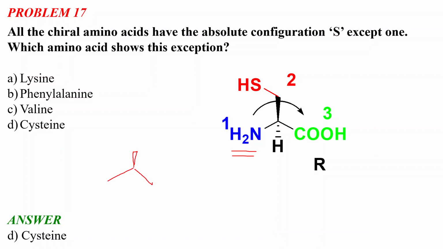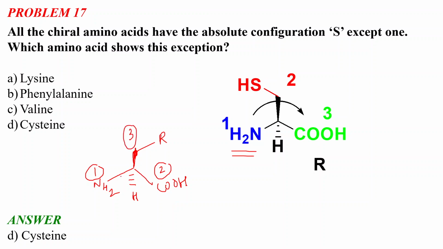This is for every amino acid except cysteine, and R can represent any group. For other amino acids, there is a carboxylic acid, there is the NH2, and in the dash form there is hydrogen. So for normal amino acids, everything except cysteine, the amine group gets priority number 1, and the carboxylate group gets priority number 2, because with the carbon we have two oxygen atoms, and this R group has priority number 3.